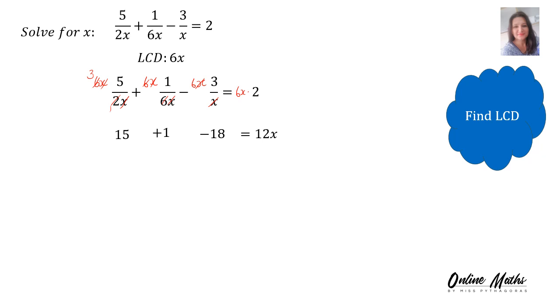Now in the next step I will add like terms, so 15 plus 1 is 16 minus 18 is -2, is equal to 12x. And then I want to solve for x, therefore divide by 12 this side, divide by 12 that side, and I'm left with -2 over 12, and this one can go further. 2 goes into itself once, 2 goes into 12 6 times. So the answer, x is -1 over 6.